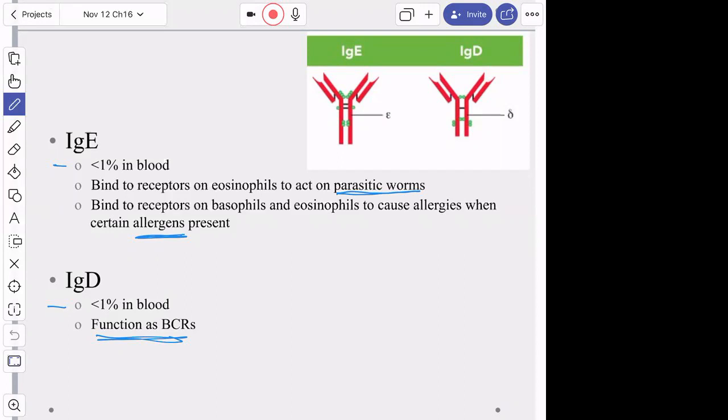Okay, so in animals, some animals have different isotypes. Sharks have IgW, for example. So there are some different kinds of isotypes out there that humans don't have.